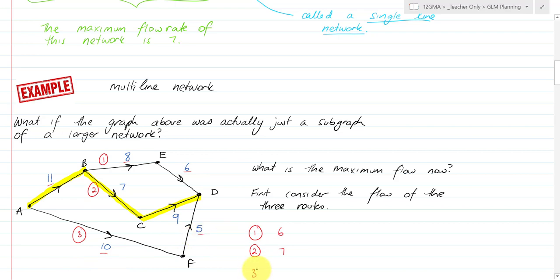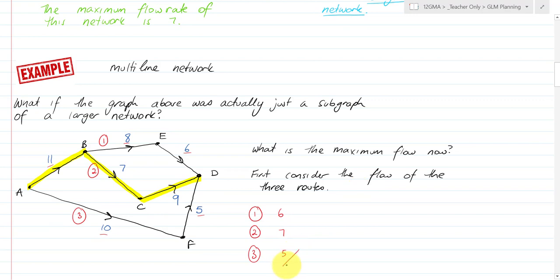So for route 3 it's 5, which kind of indicates that maybe the maximum flow rate here is 18, the sum of those. So I can have 7 travelling along route 2, I can have a maximum 6 per minute travelling along route 1 and 5 per minute travelling along route 3. Now you might want to take a second now to think about why this is not actually the answer.